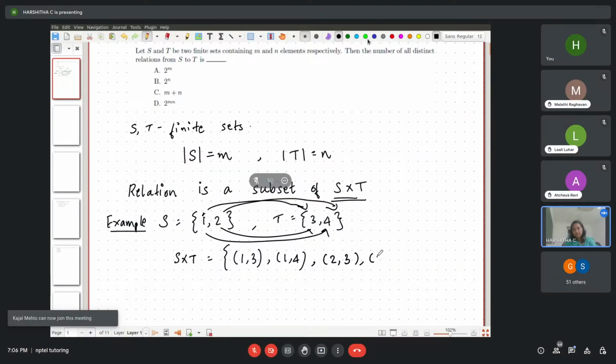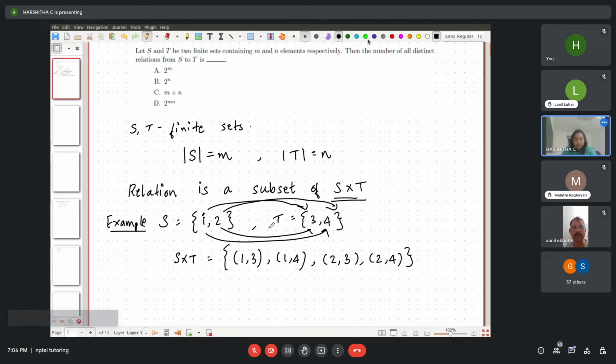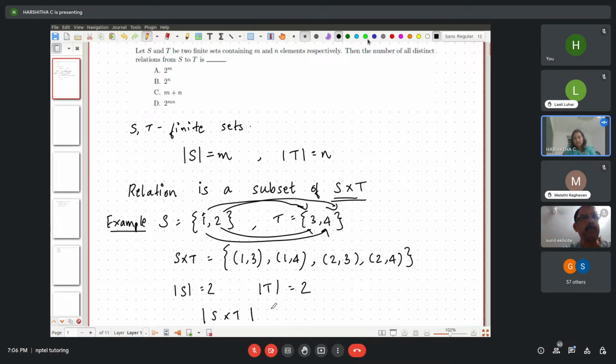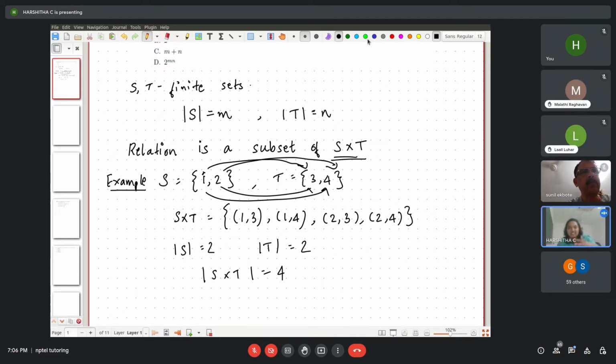So this is your S cross T. Here, what was our cardinality of S? 2. The cardinality of T was also 2, and you see that S cross T has 4 elements. Now just in general, if the cardinality of S is M and the cardinality of T is N, can you say what is the cardinality of S cross T? You can type in the chat box.